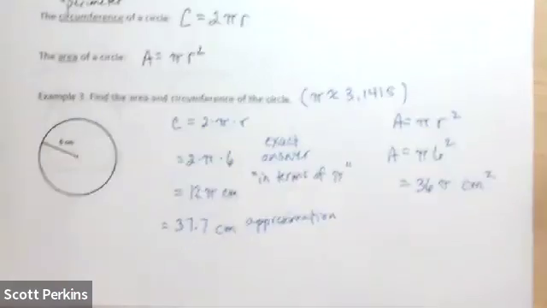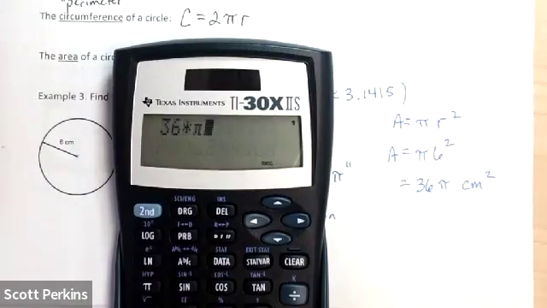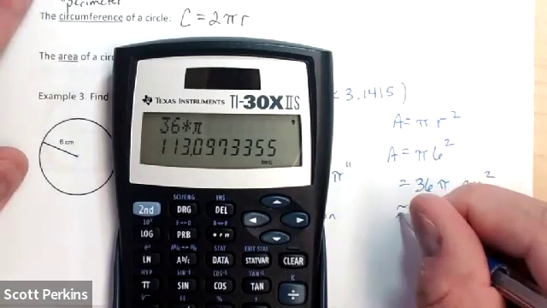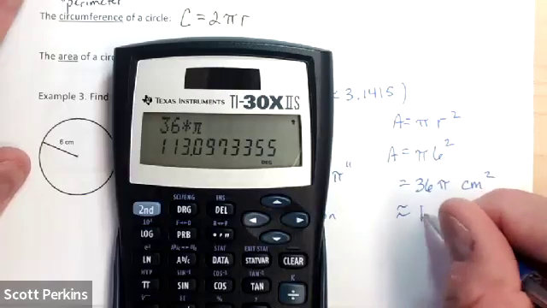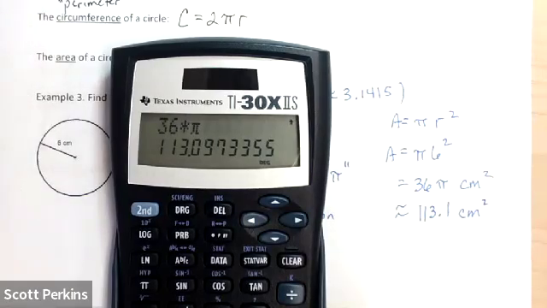And then once again, the approximation, I'm going to take 36, I'm going to multiply it by pi, and that is going to give me 113 and a whole bunch of numbers. And when I round to the tenth, that's going to give me 113.1 centimeters squared. And there we go. We all right with that?